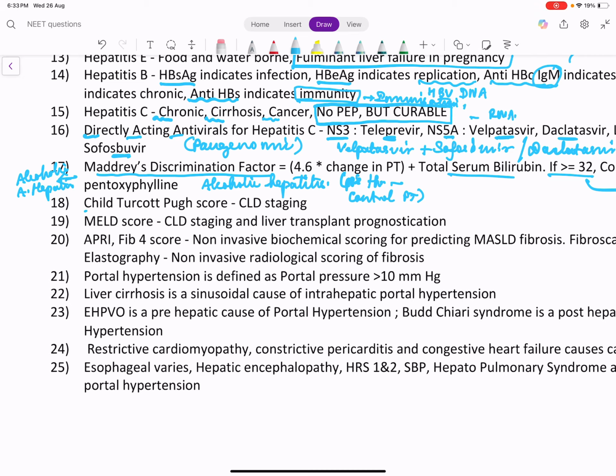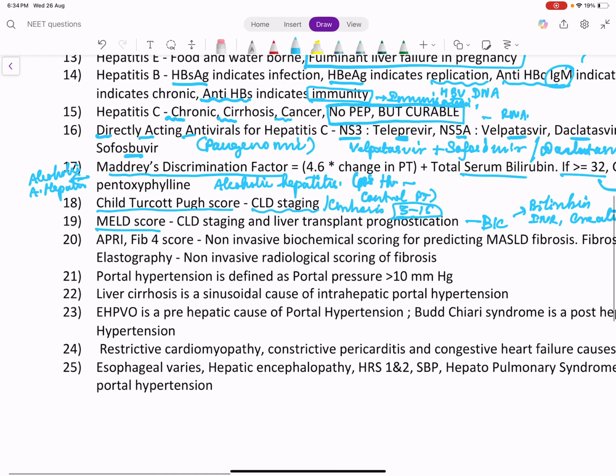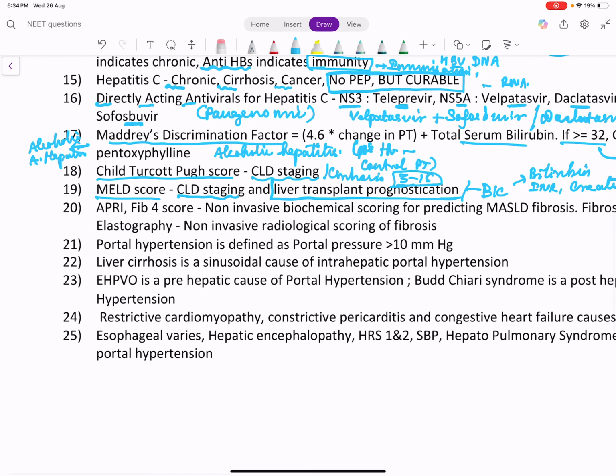What is the CTP score, Child-Turcotte-Pugh score, used for? It is used to stage chronic liver disease or cirrhosis. We have points from 3 to 15. 5 criteria are used, 3 points each. MELD score uses only 3 criteria. Remember BIC, that is bilirubin, INR, creatinine, BIC. This MELD score stages CLD, and it was actually framed for liver transplant prognostication. Low MELD score is good for liver transplant. So that was about MELD score.